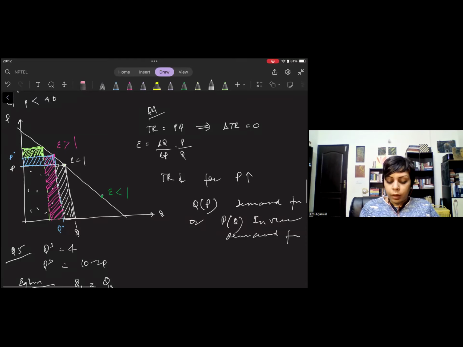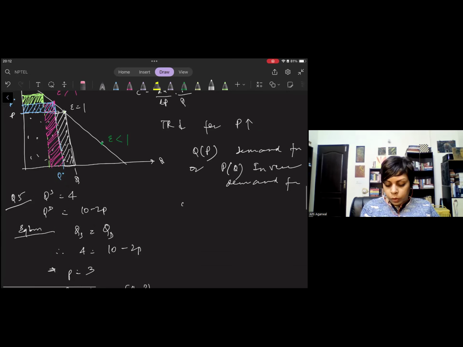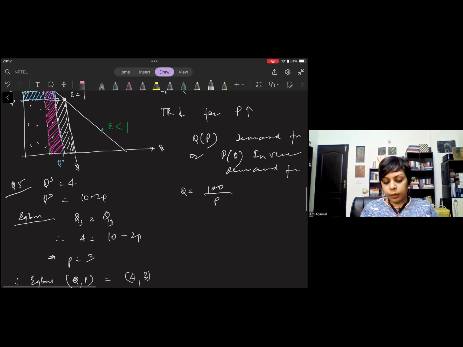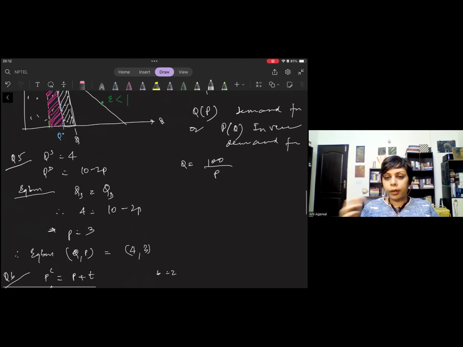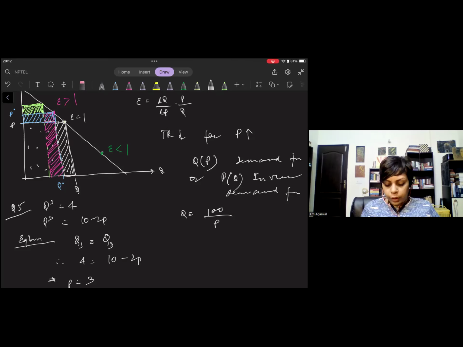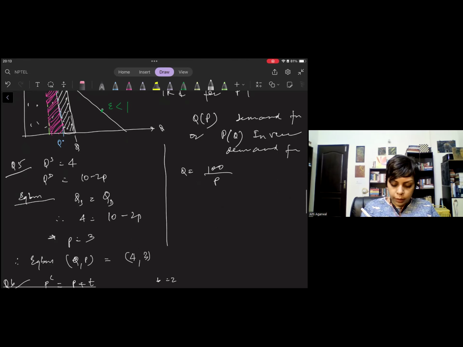It's not like that. Suppose Q is equal to 100 by P, something like that, right? Then at the point of epsilon equal to 1, you will not have P equal to Q. So first of all, get that idea out of your head, because I think some people get that confusion.